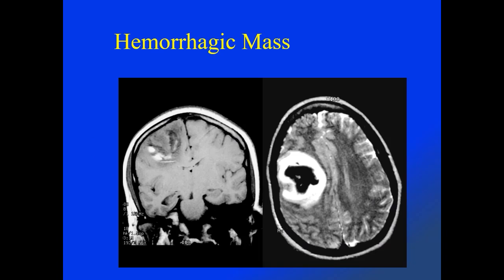Here's an example of a patient who presents with a heterogeneous signal intensity right frontal lobe mass with areas of T1 hyperintensity and hypointensity, as well as a large area of central T2 hypointensity consistent with acute hemorrhage.